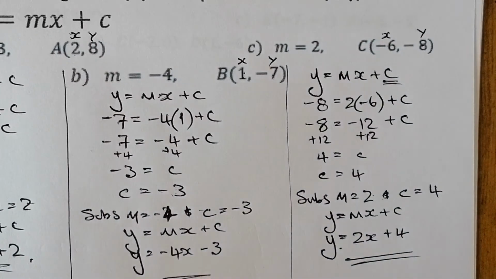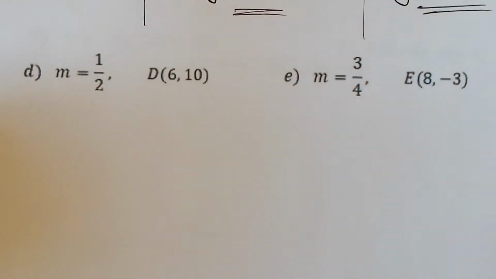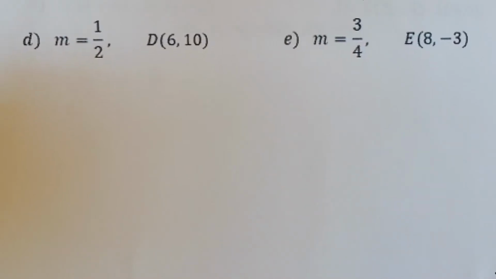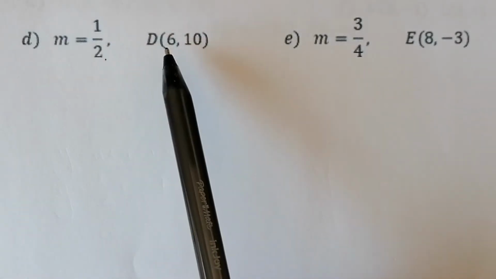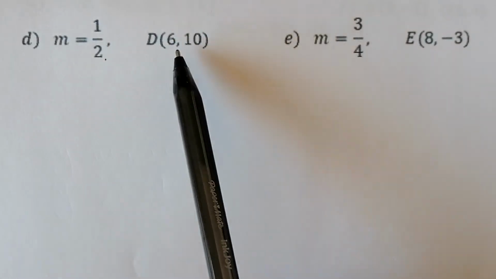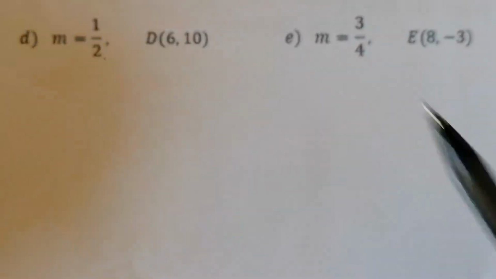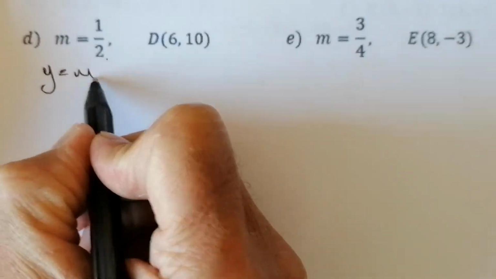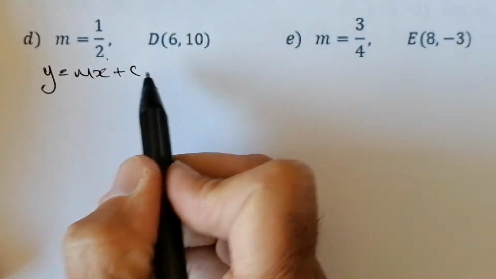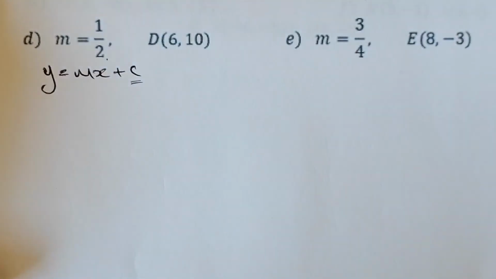Right, I'm going to do another two with fractions in them, so you can see what we do when we've got fractions, and it's just the same thing. The type of question would be: find the equation of the straight line with gradient of a half that passes through the point (6, 10). So let's go and do that. We're going to use y equals mx plus c, and the reason we're doing this is to find the y-intercept.